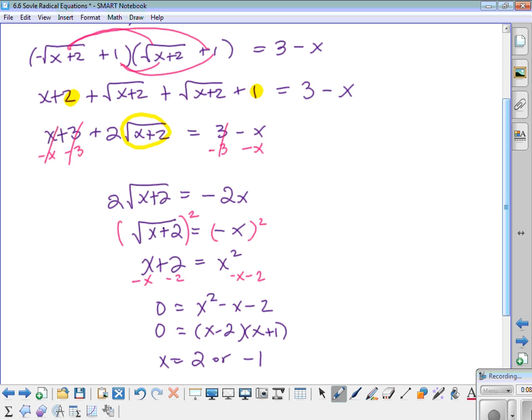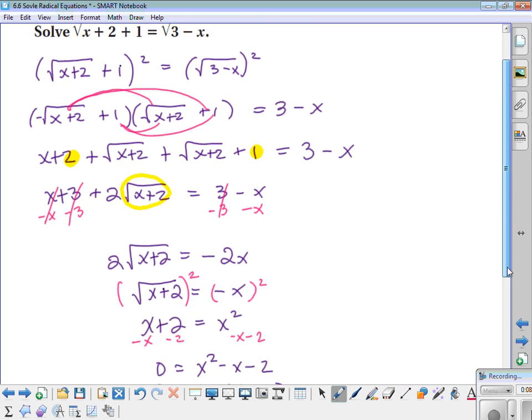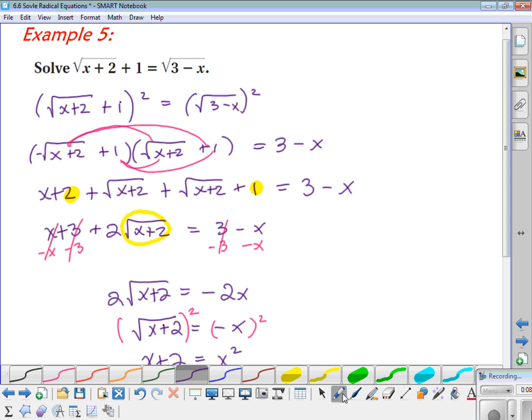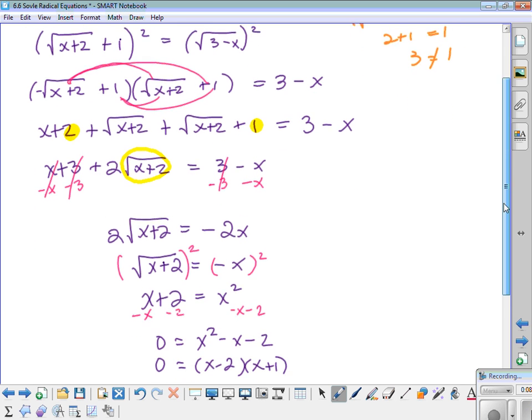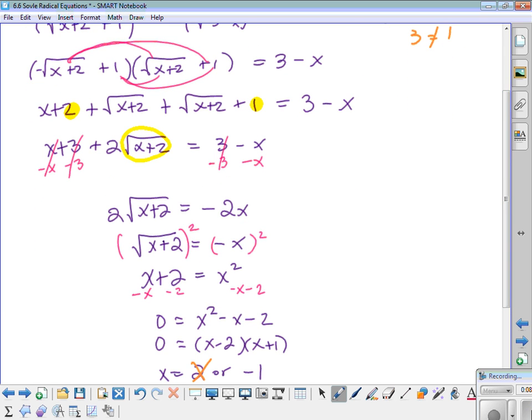But now I have to test to make sure that they work in the original equation. So 2 or negative 1. So going back up here where I can see it. If I plug in a 2, I've got the square root of 2 plus 2 plus 1 equals the square root of 3 minus 2. So that's the square root of 4 and the square root of 1. But 2 plus 1 does not equal 1, does it? So the 2 is extraneous. I know the 2 is not going to work.